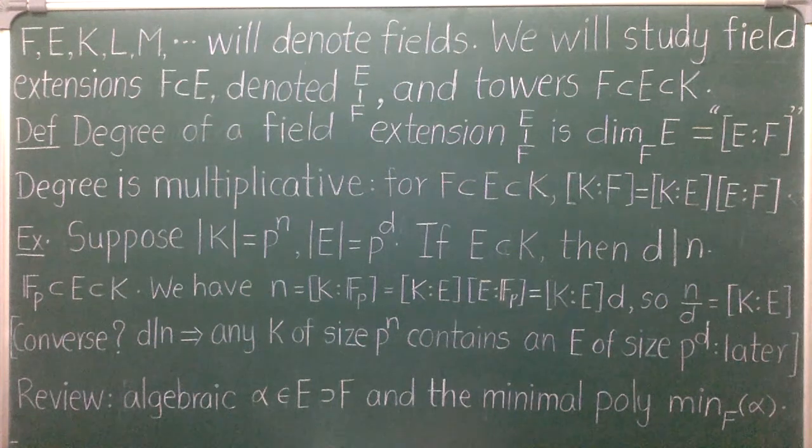Later, we will prove a converse. If d divides n, then a given field of cardinality p to the n contains a field of cardinality p to the d. In fact, a unique such subfield. You can try to do this as an exercise. Note that we don't yet know how to construct any finite fields except Fp and fields of a few small cardinalities like 4 and 8. Also note that this exercise tells you that a 4 element field cannot sit inside an 8 element field.